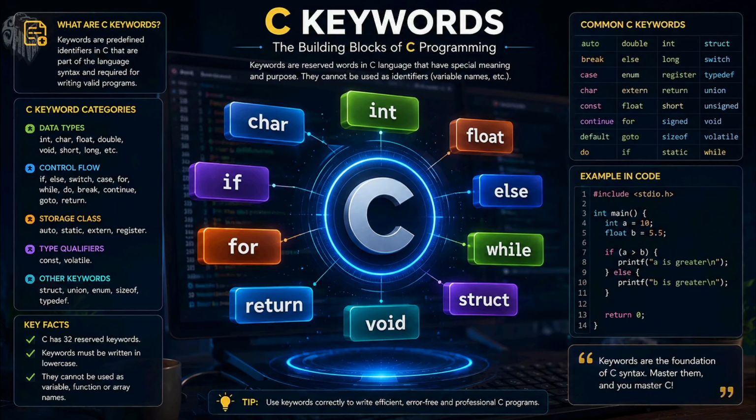5. Keywords. Keywords are reserved words that have special meaning in C. Examples: int, char, float, if, else, for, while, return, struct, void. You cannot normally use these as your own variable names.